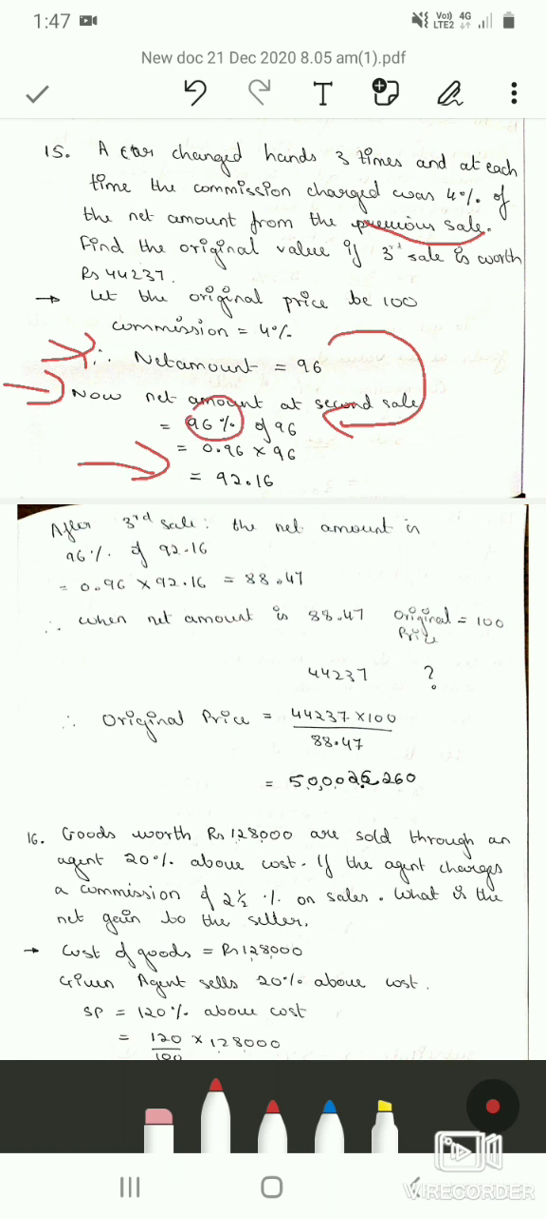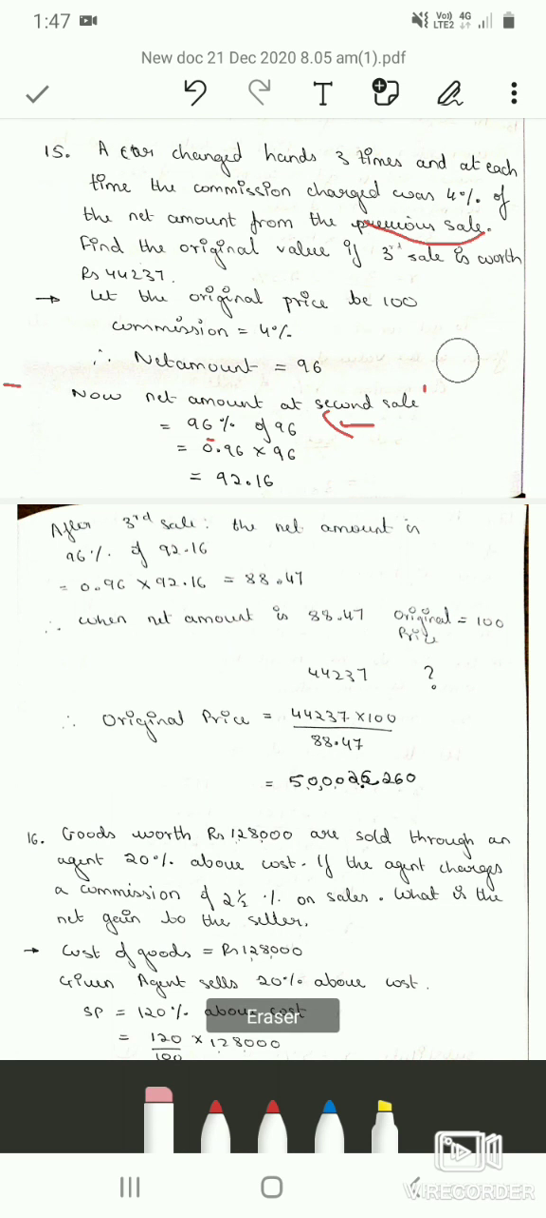So instead of this, you can find out first the commission value, and then whatever commission value you get, you have to subtract it from the net amount of the previous sale, and again you will get this answer. So in this case we have to calculate. How we can do it, I'll just show you.